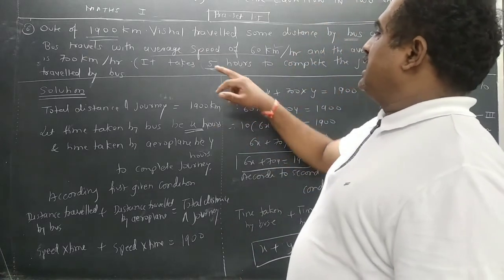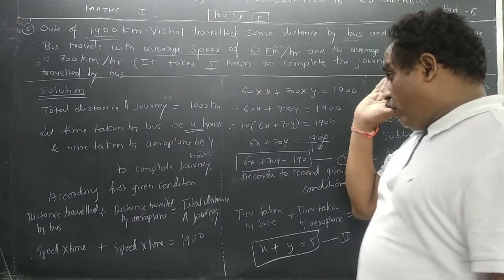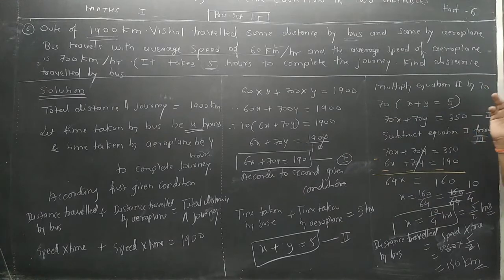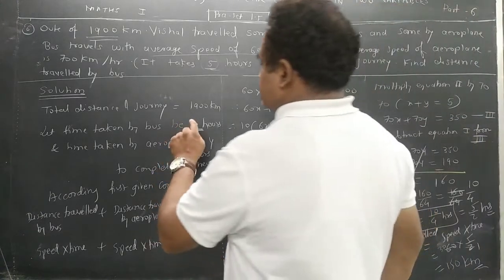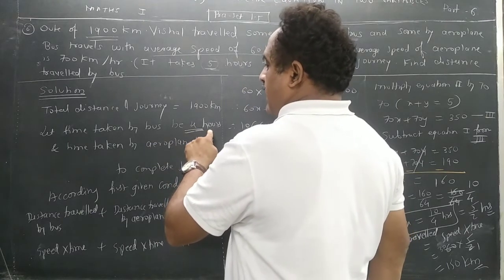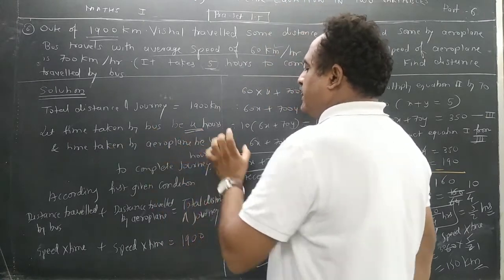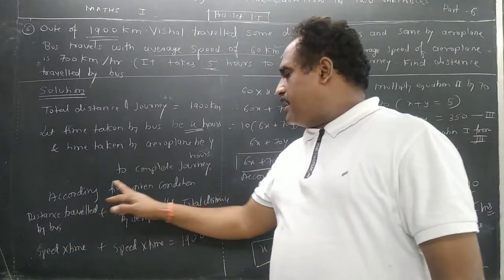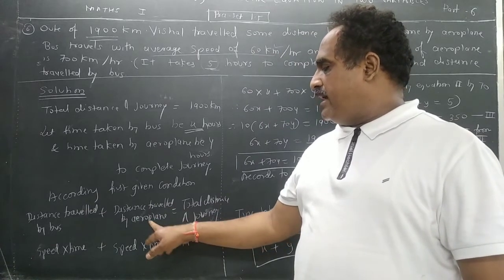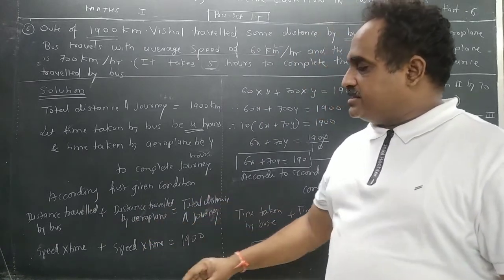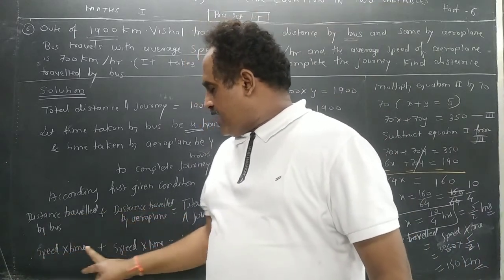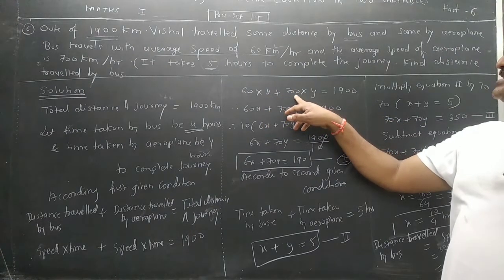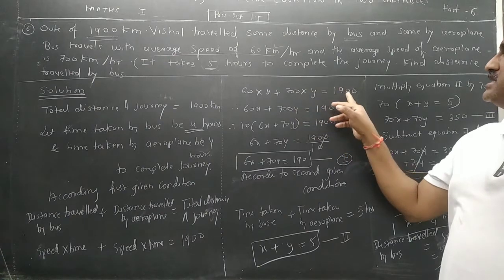So in this case, time taken they have given. So for this particular question, they have given the speed and distance, so we have to consider time. So time taken by the bus is x hours, and time taken by the aeroplane is y hours to complete the journey. We know the formula: distance traveled by bus, and the remaining journey is completed by aeroplane. The distance traveled by aeroplane plus bus is equal to total distance. But the formula for distance we have is speed into time. Speed of the bus is 60, time taken by bus is x. Speed of the plane is 700, time is y, is equal to 1900.